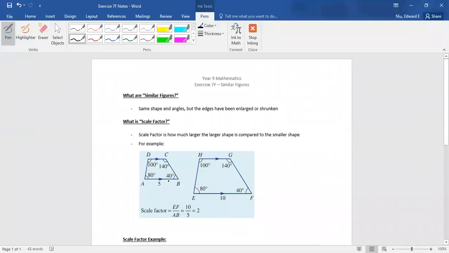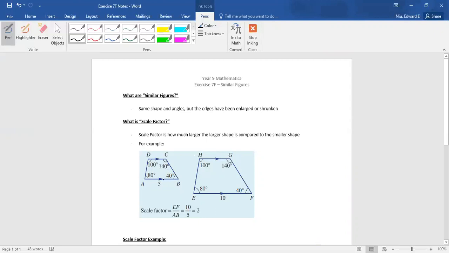For example, if we have an irregular trapezium, we can see the shape on the left here has considerably been shrunken compared to the shape on the right, or it's just smaller than the shape on the right. And if you look at the side length AB, compare it with EF, we can see this shape on the right is 2 times bigger than the shape on the left.